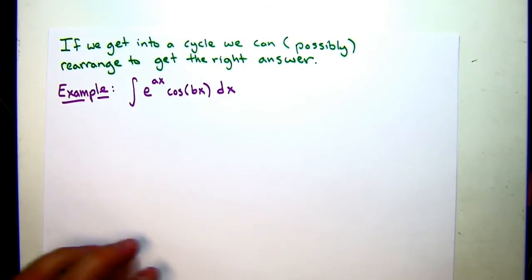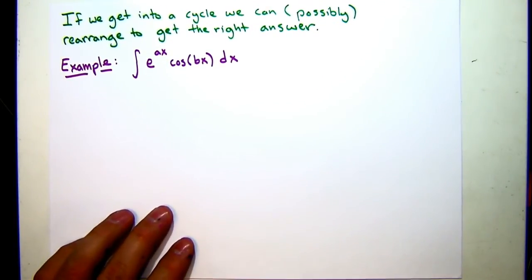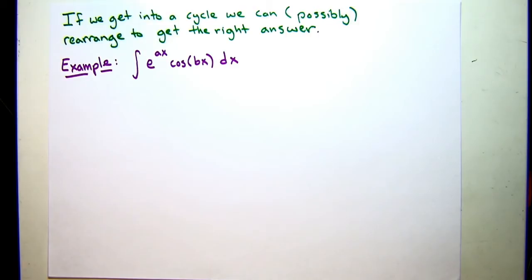All right, well, what happens when we have something where we have integration by parts and we do it and we get stuck in what feels like a cycle? So let's try such a problem. So for instance, suppose we have the following. We have the integral of e raised to the power ax and cosine of bx dx.